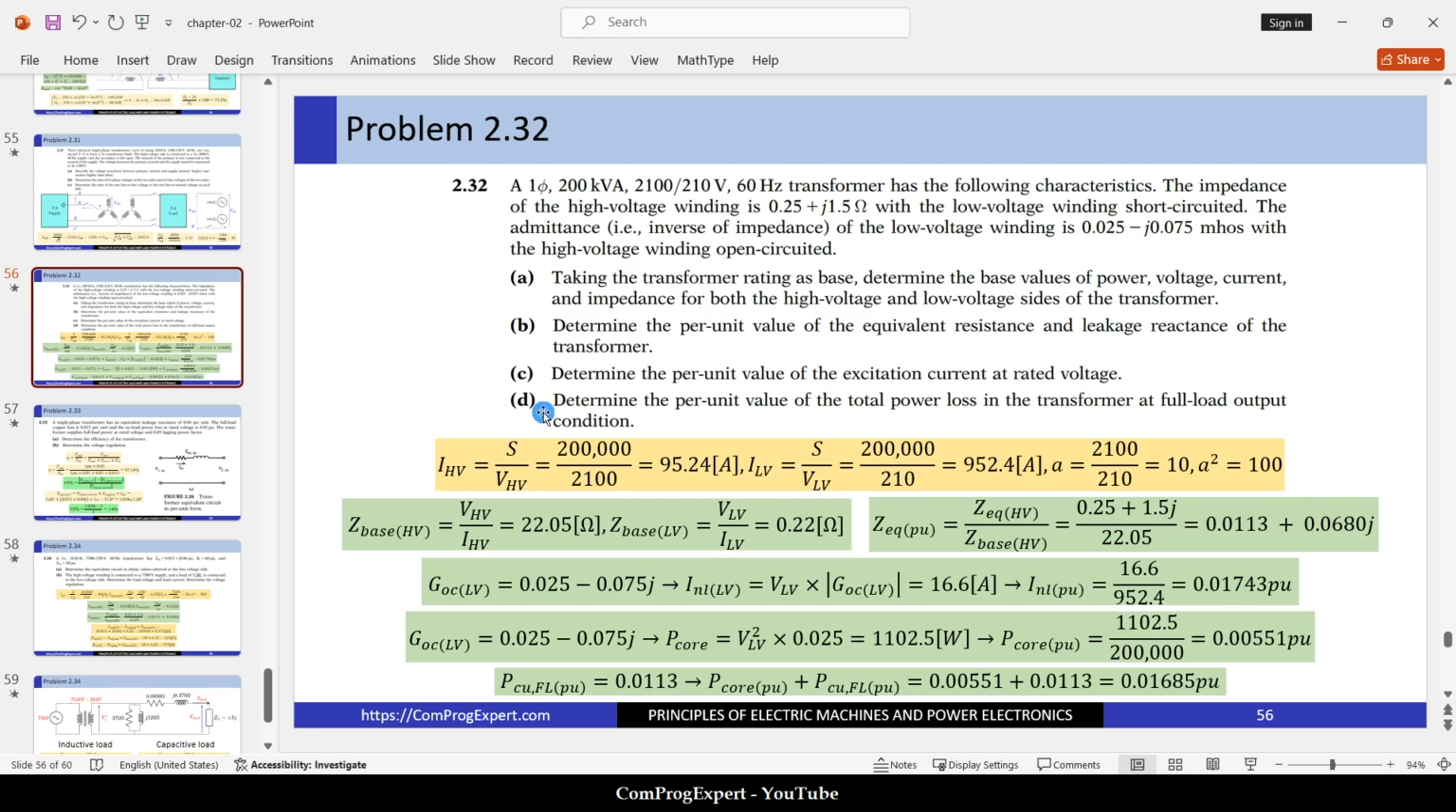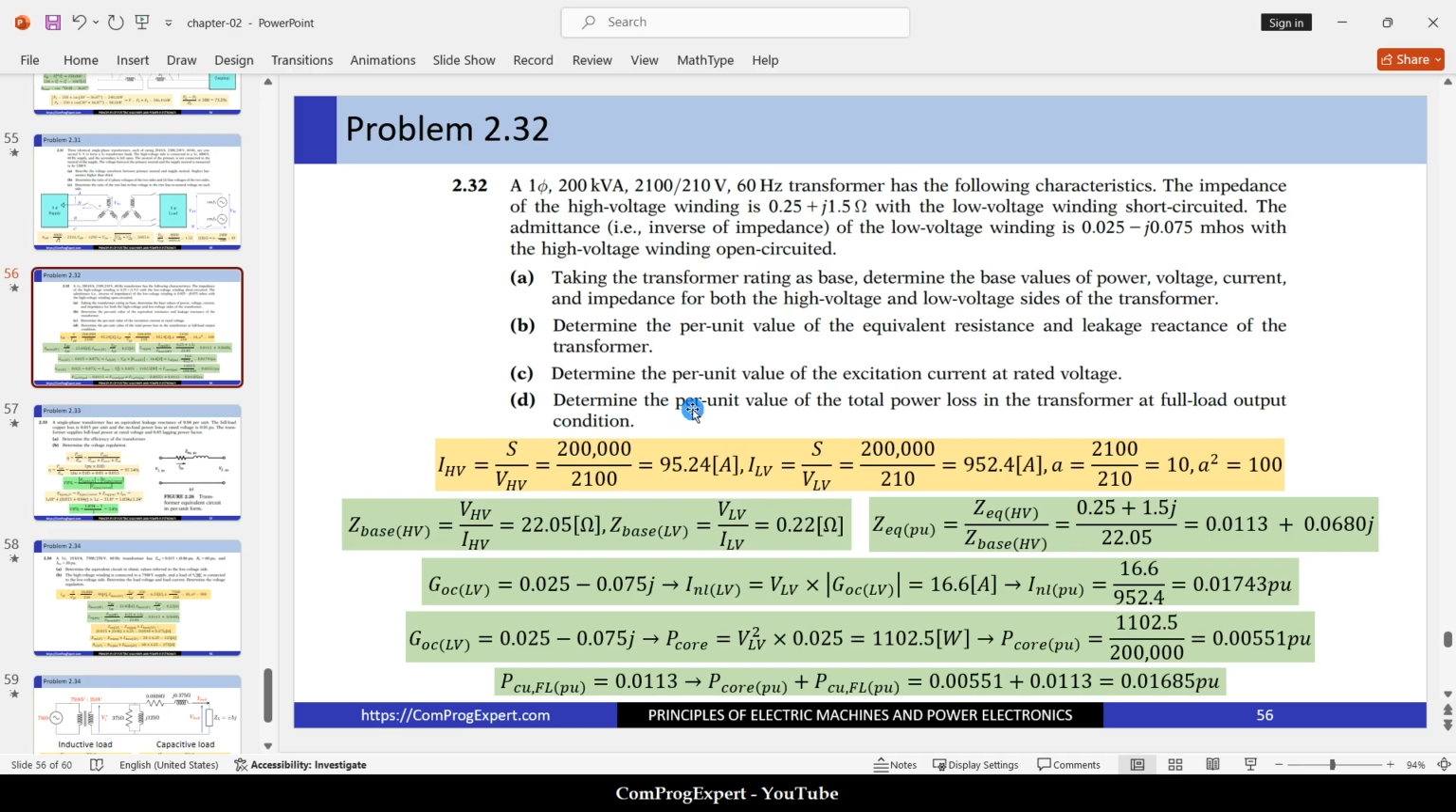Okay, so part D, determine the per unit value of the total power loss in the transformer at full load output condition.